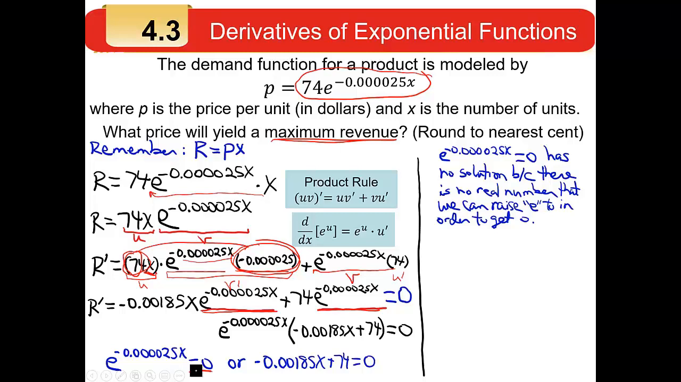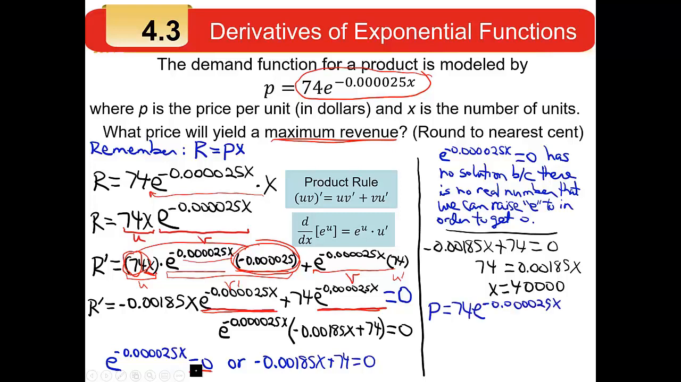And that's not true just for e, that's any positive number. If I tried to take 7 and raise it to some power to get 0, that's impossible. 3 to any power, you can't get 0. You can't take a positive number, raise it to any power, and ever get 0. But now the second factor, if you set it equal to 0 and solve for x, it comes out to be 40,000. So that's our critical value. If they had just asked, what's the quantity that yields maximum revenue, then it would be 40,000.